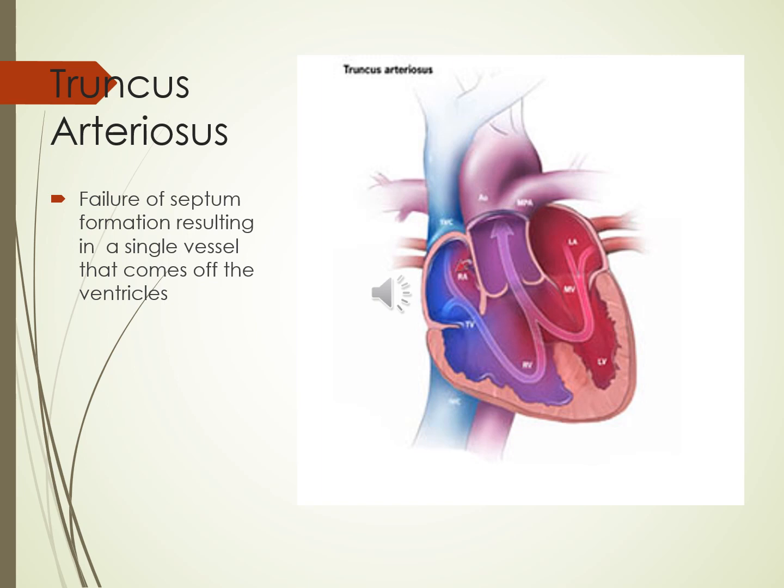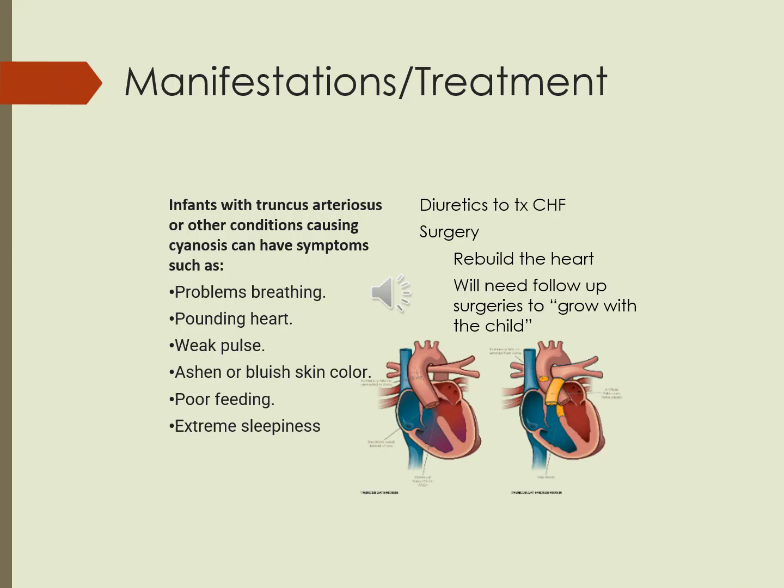What is truncus arteriosus? It is the failure of the septum formation, resulting in a single vessel that comes off of the ventricles. And you can see that in the following slide. So, what does this look like? How do we treat it?